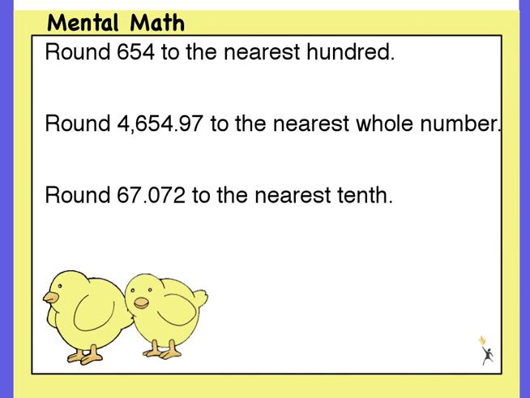Warming up our brain today. Rounding 654 to the nearest 100. Remember that when we are rounding, we should underline the place that we're talking about. So this is our 100. Take a look to the right.